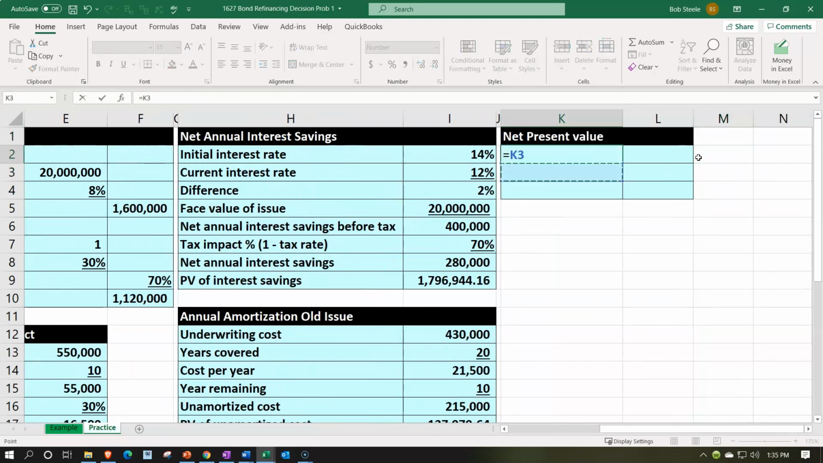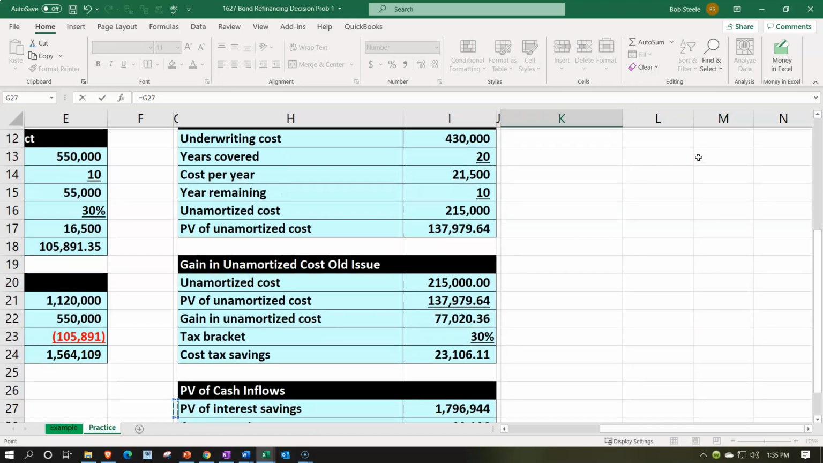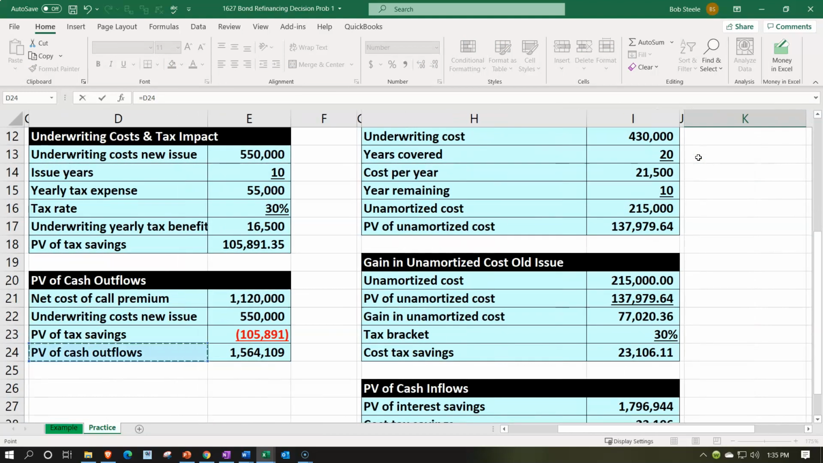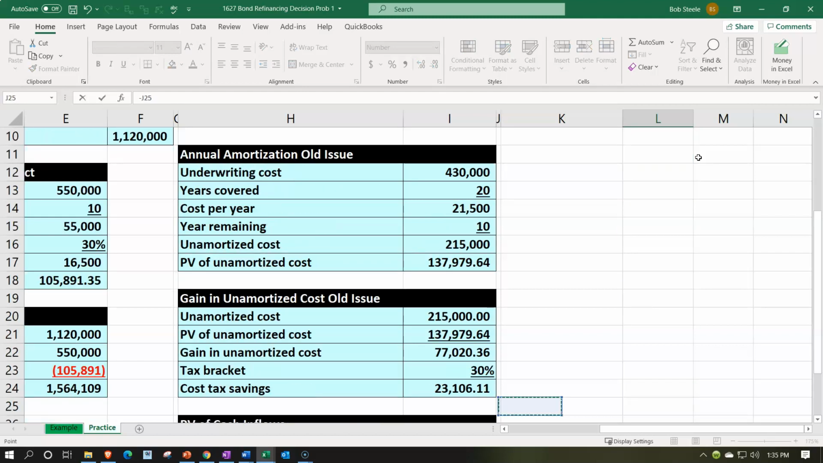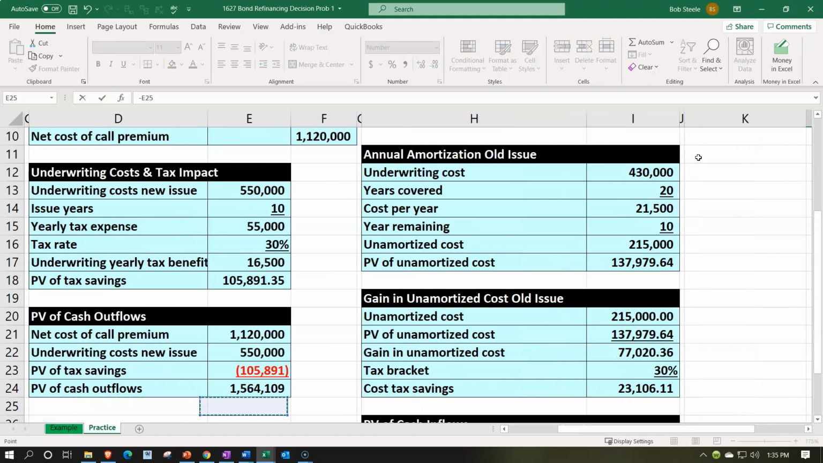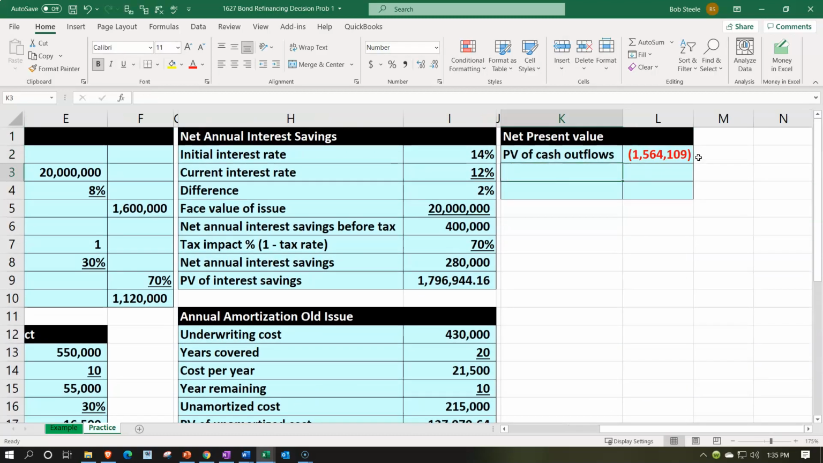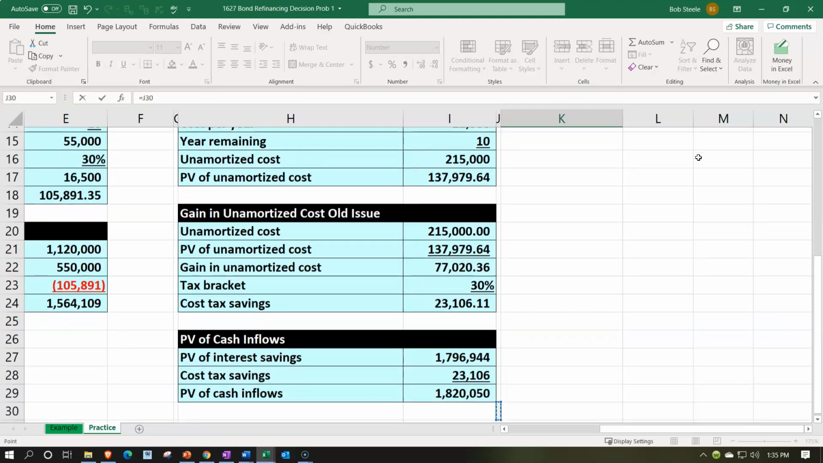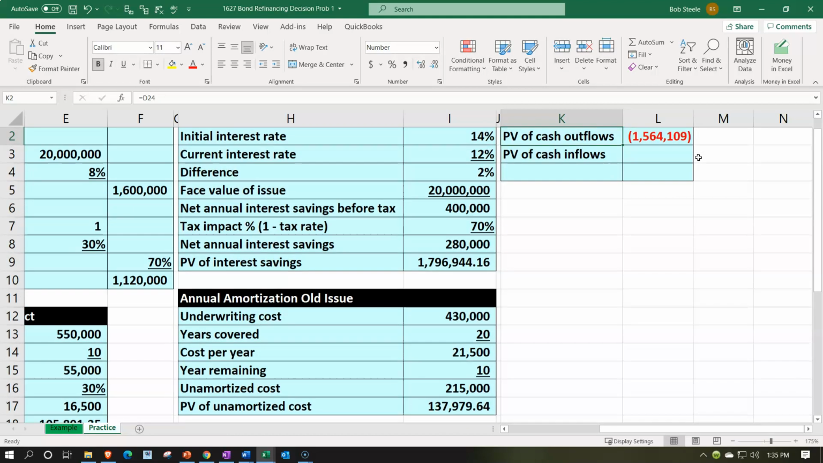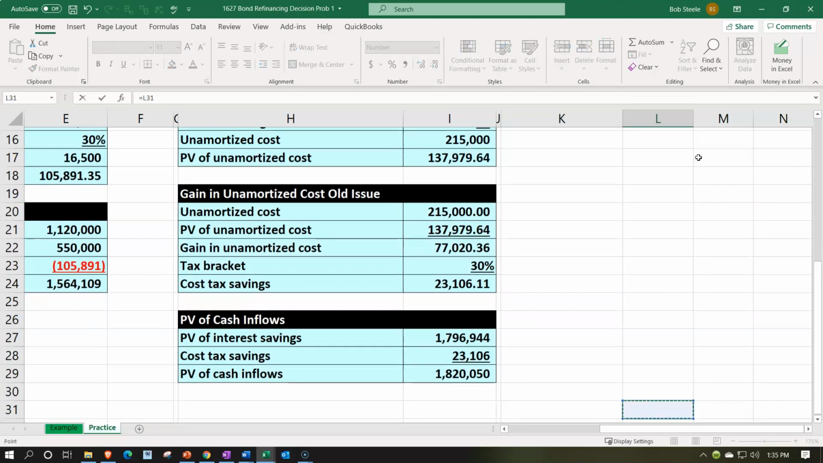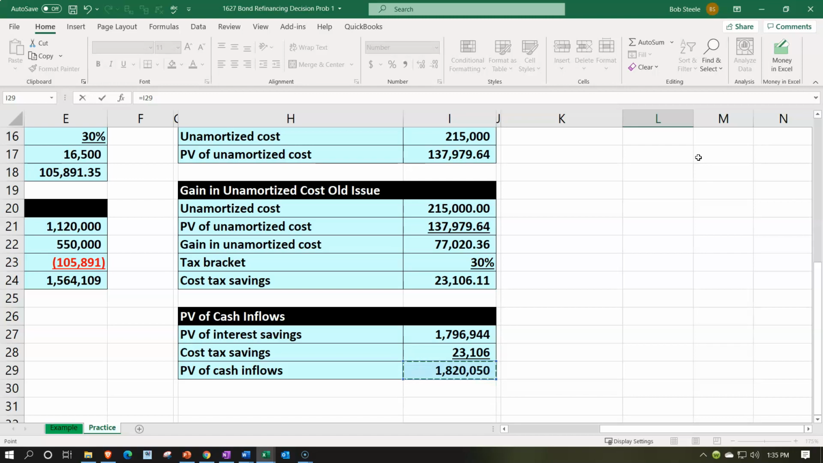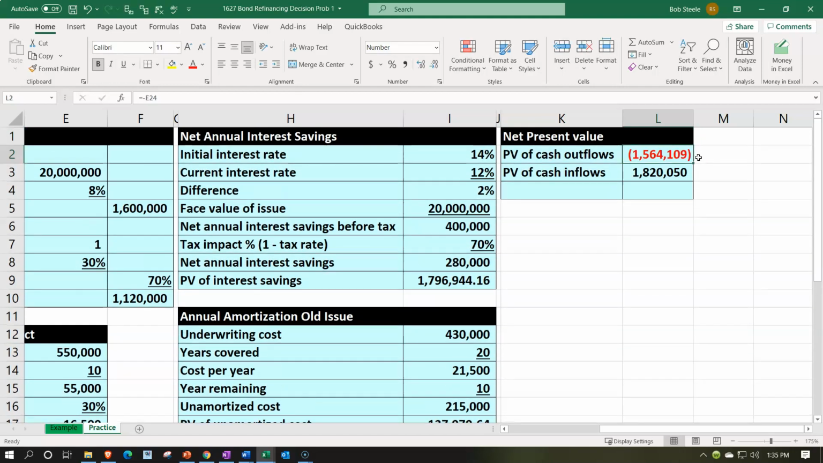Okay, so now we can sum this thing up and say, all right, the net present value is the present value of the outflows that we calculated over here. Here's the outflows. I'm going to make that a negative for the outflows this time, the 1,564,109. And then we've got the present value of the inflows that we just calculated, and that's going to be equal to the 1,820,050.